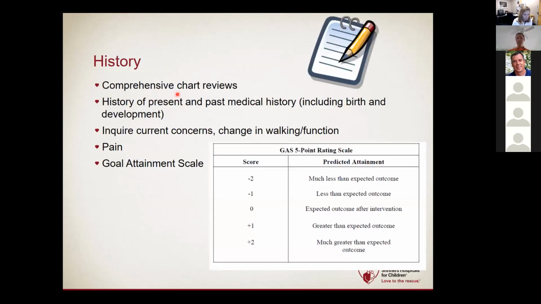For the history, we do a comprehensive chart review, really focusing on their past medical history, their surgical history, if they've had Botox injections, and then really finding out what the parent and the child's concerns are, their changes in walking or function, their pain, and we collect goals using a goal attainment scale, which is really nice when they come for a follow-up. We present them back with their goals, and we have the family and the patient rate how they did on those goals.